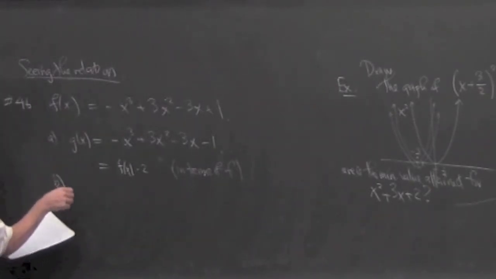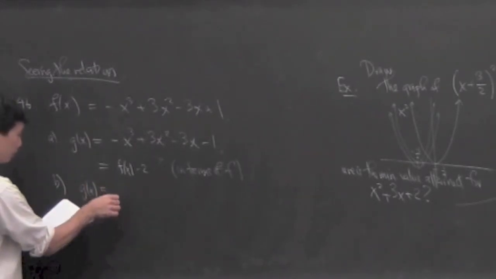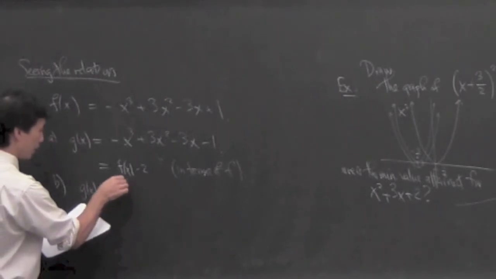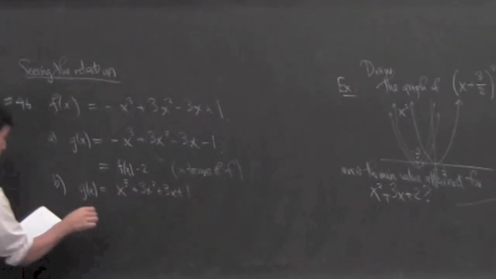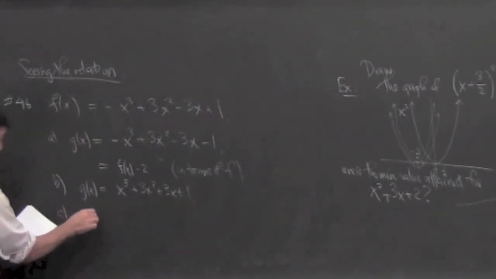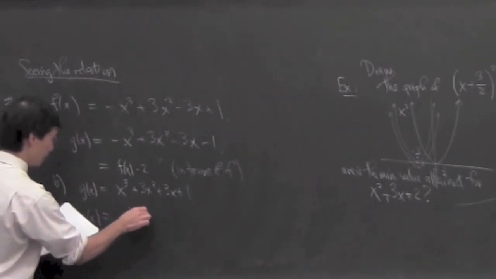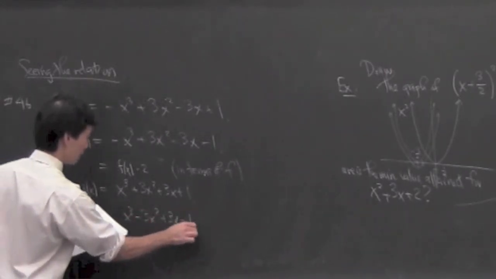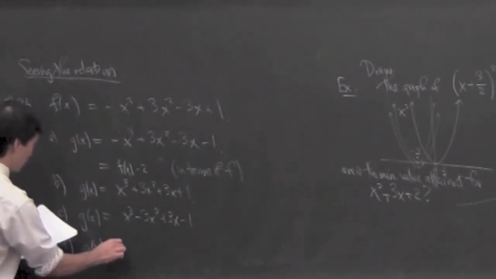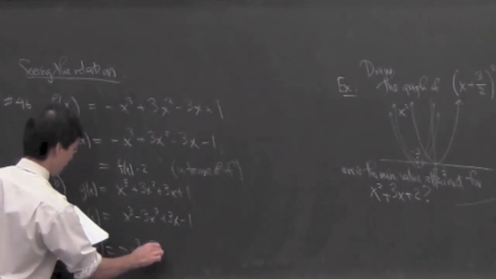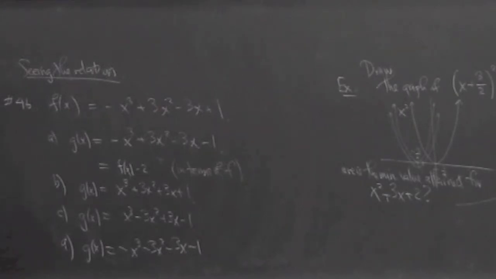Okay, so I'm going to put up a few more and let you think about them. For b, g is going to be x cubed plus 3x squared plus 3x plus 1. For c, g is going to be minus x cubed minus 3x squared plus 3x minus 1. And for d, you get g of x is minus x cubed minus 3x squared minus 3x minus 1.